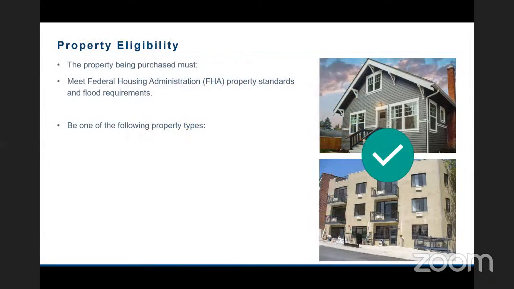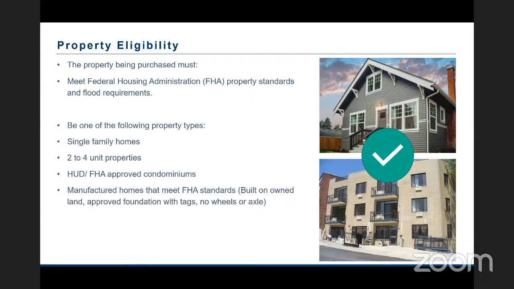Let's take just a quick moment to talk about the property eligibility in a reverse for purchase. The property being purchased must meet Federal Housing Administration, FHA, property standards and flood requirements, and it must be one of the following property types. It can be a single family home, a 2 to 4 unit property.